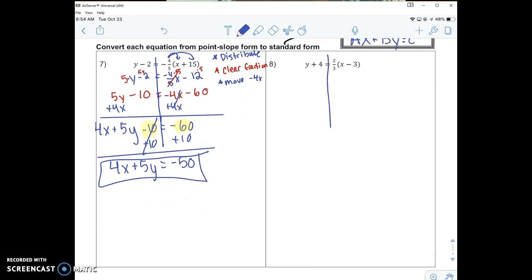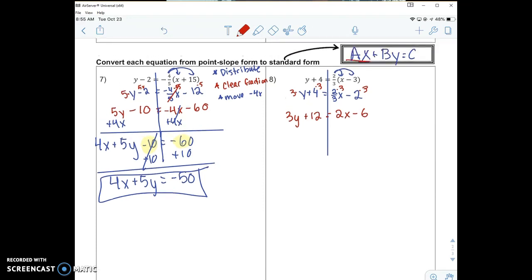Last one, number 8. I'm following the same procedure. I'm trying to get this into standard form. I'm going to start by distributing. At my parentheses, I'm left with y plus 4 is equal to 2/3 x minus 2. I need to clear the fraction, so I'm multiplying everything by my denominator, multiplying everything by 3. 3y plus 12 is equal to 2x minus 6.